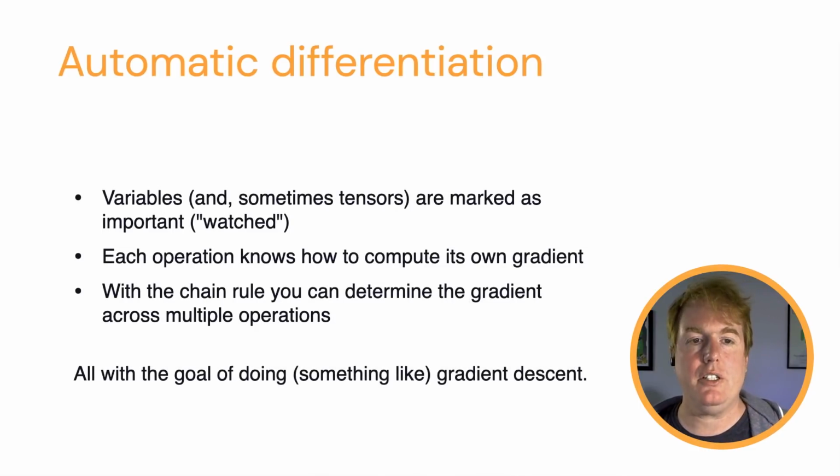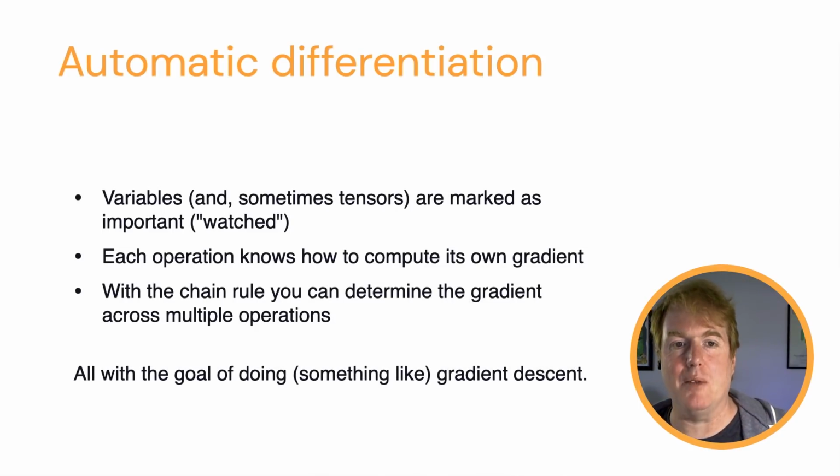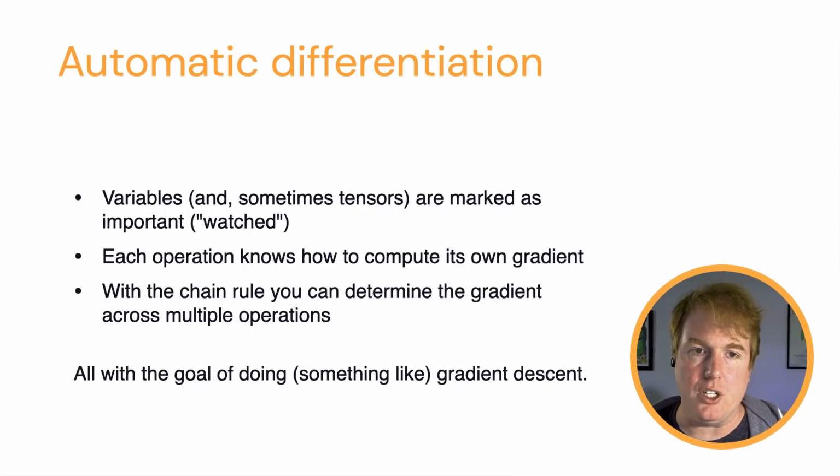That's cool, but we want TensorFlow to calculate dy for us. How do we do this magic? Variables, and sometimes tensors, are marked as important, which means they're watched. Each operation knows how to compute its own gradient, and with the chain rule, you can determine the gradient across multiple operations, all with the goal of doing something like gradient descent.